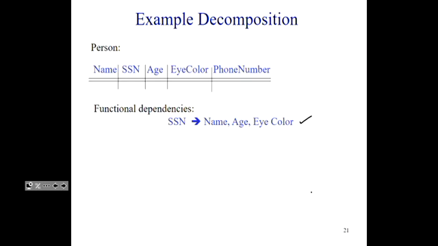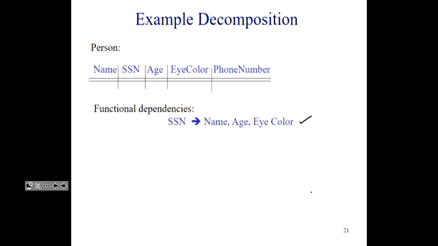So can you give me an example of a key for this relation? What's a key for this relation? Even before we get into BCNF. Yep. SSN. Just SSN? I think you're missing an attribute. Is there an attribute that you're missing?